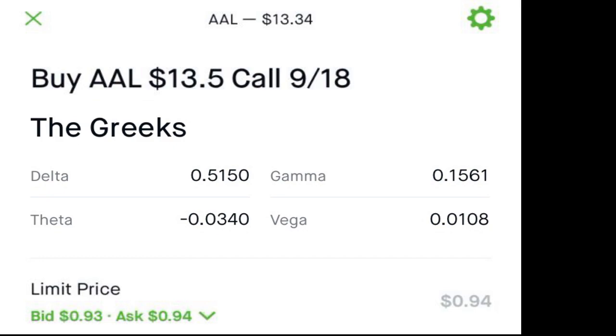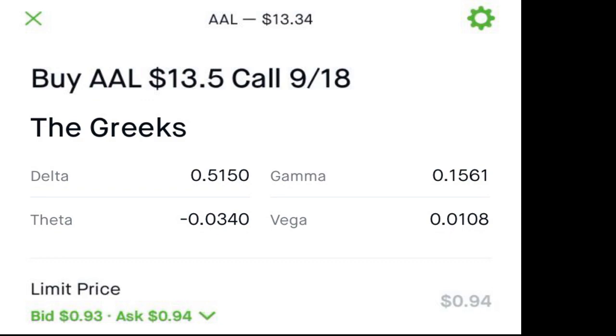The theta is 0.034. This means that if everything holds constant, which means if the stock price, volatility, and other factors don't change, then the premium will go down by 0.034. This is known as time decay. And lastly, the vega is 0.0108. This just means that the premium will go up 0.0108 if the implied volatility were to go up 1%. This is usually brought about with earnings news, so on and so forth.